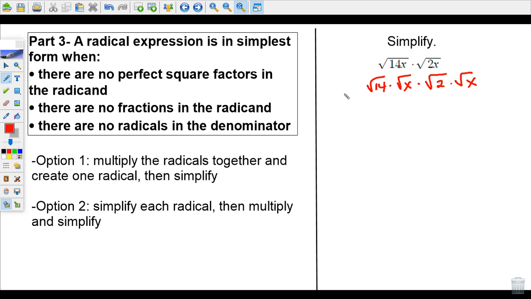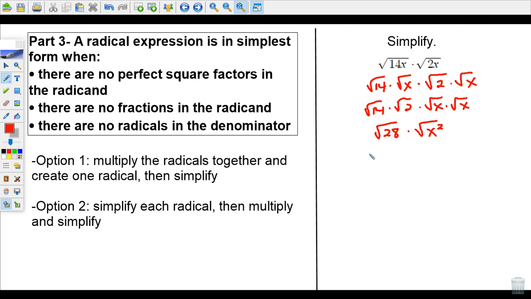And then we can just change the order around, put the numbers up front, put the variables at the end. Multiply 14 and 2, that would be square root of 28. Multiply x and x, that would be square root of x squared. So square root of 28, simplify, look for perfect squares you can divide it by.